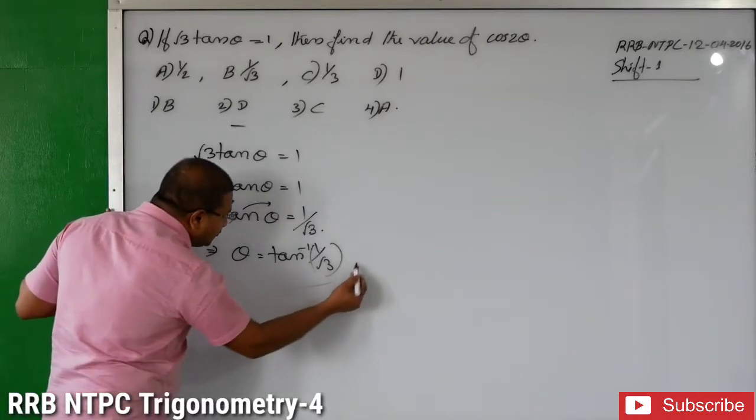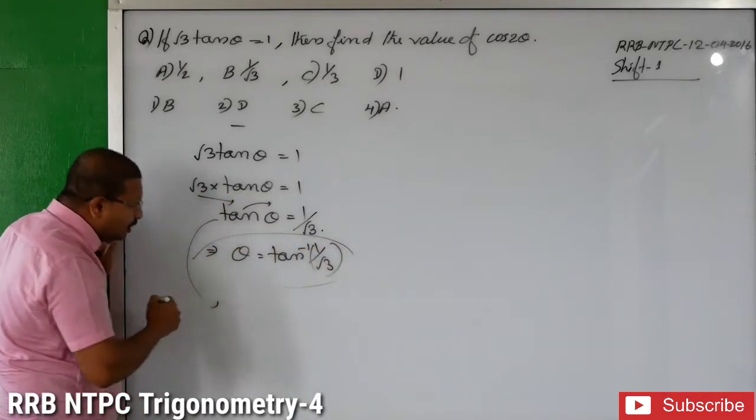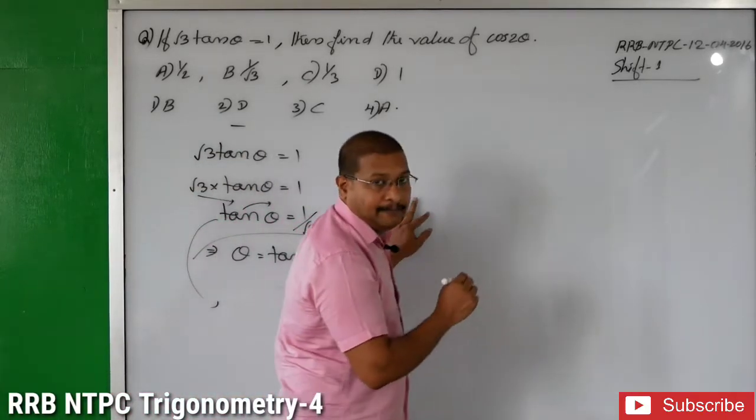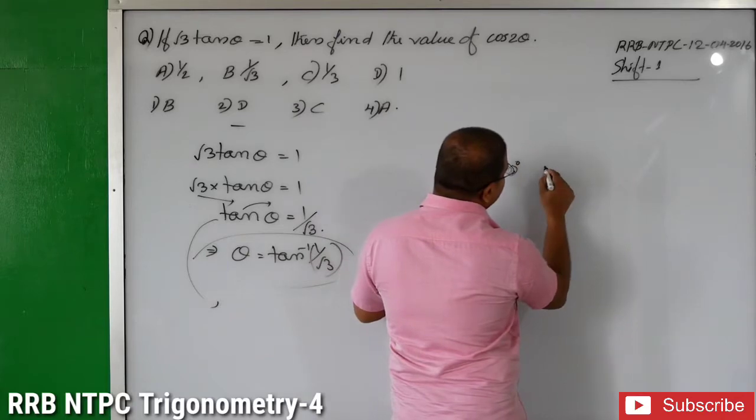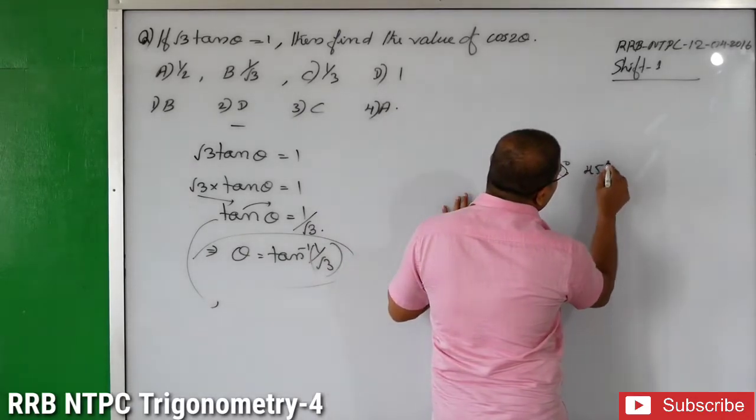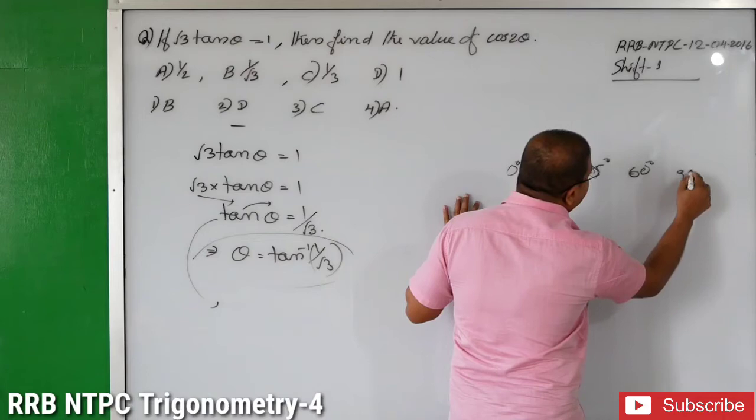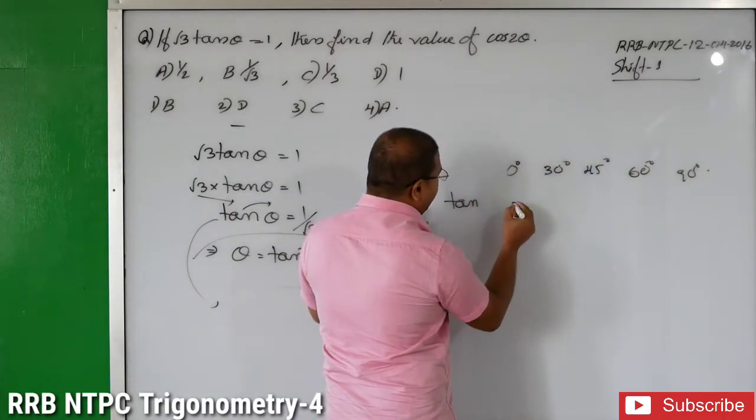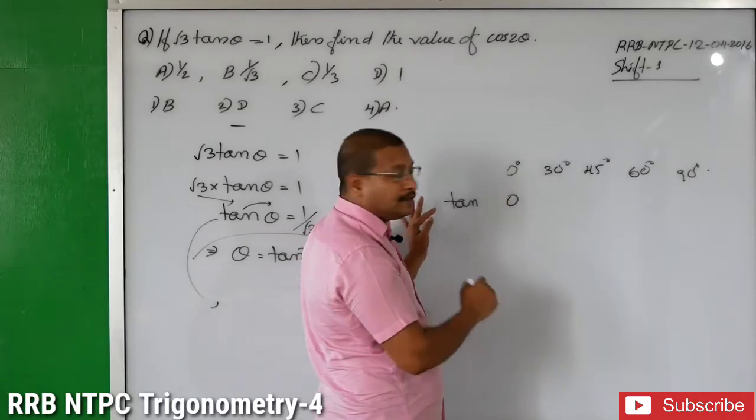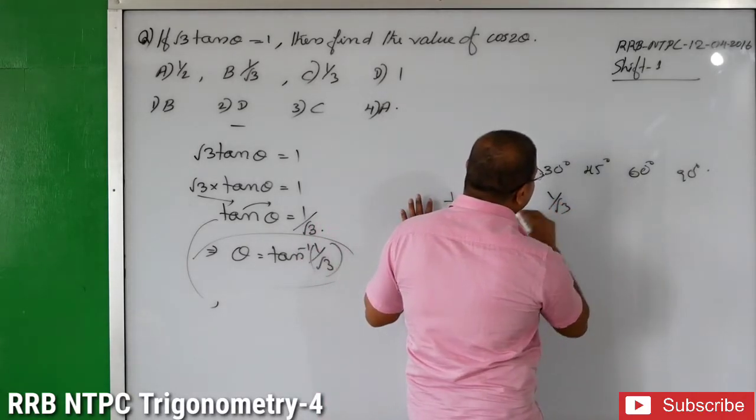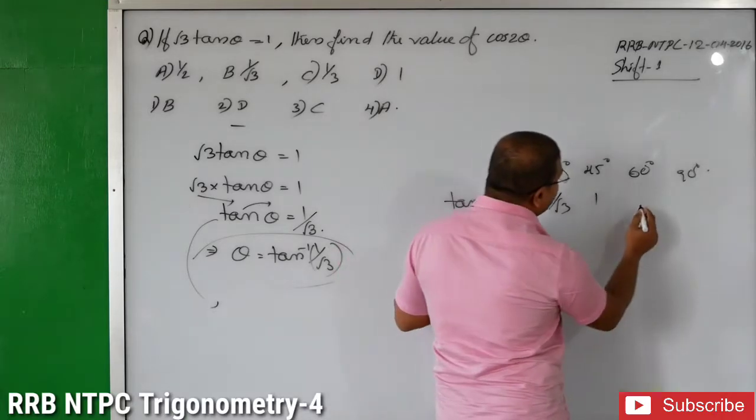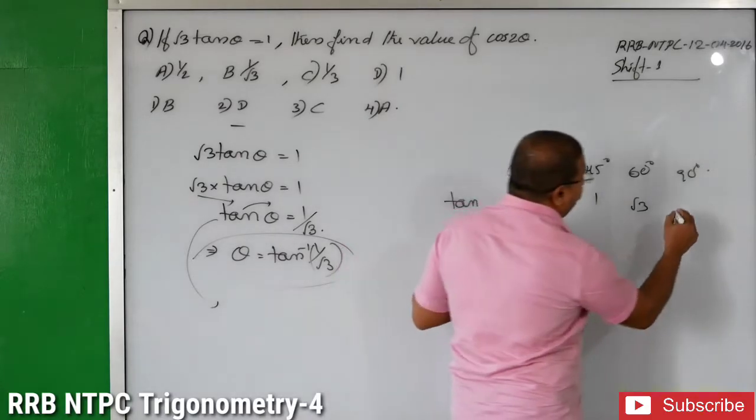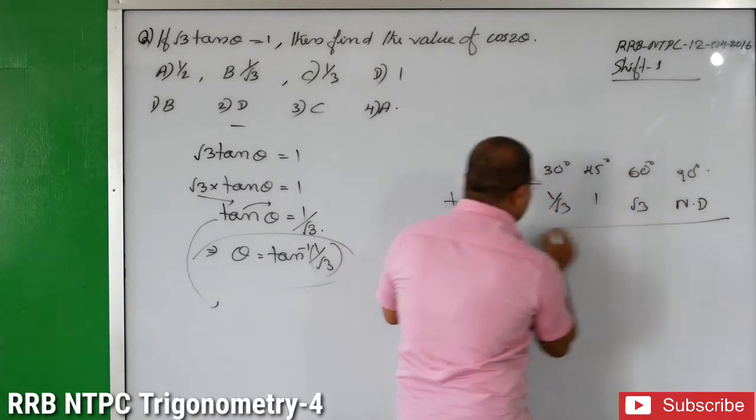If you are getting doubt with this step, you can even do it directly. I will show you that. But before that, let us see the values of tan theta. See, 0 degree, 30 degree, 45 degree, 60 degree, 90 degree. Tan 0 degree will be 0. Tan 30 is 1 by root 3. Tan 45 is 1. Tan 60 is root 3. And tan 90 is not defined. These are the values of tan.